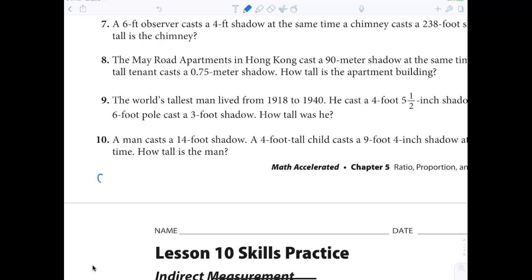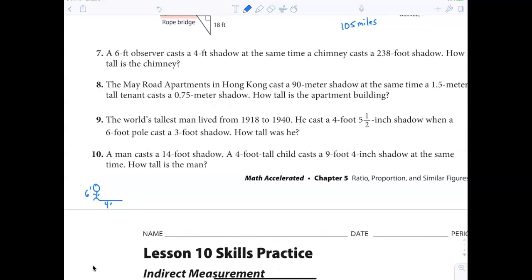All right, a 6-foot observer casts a 4-foot shadow, all right? So here we are, and you cast a 4-foot shadow. So this is 6 feet, and this is 4 feet. Everybody agree with me on that? At the same time, a chimney casts a 238-foot shadow. So is it going to be bigger or smaller? A lot bigger, right? Because the shadow of the chimney is 238 feet, and we want to know how big the chimney is. Does everybody agree with that?